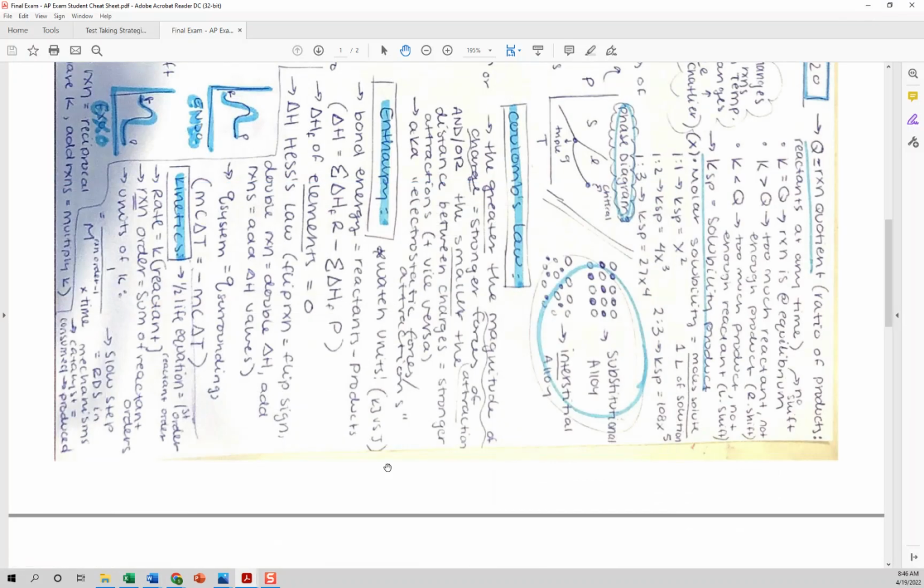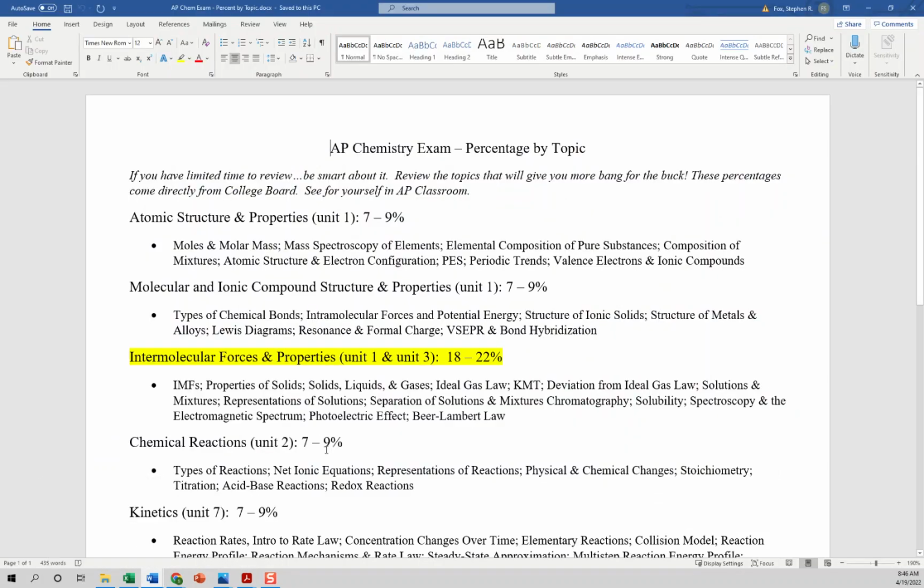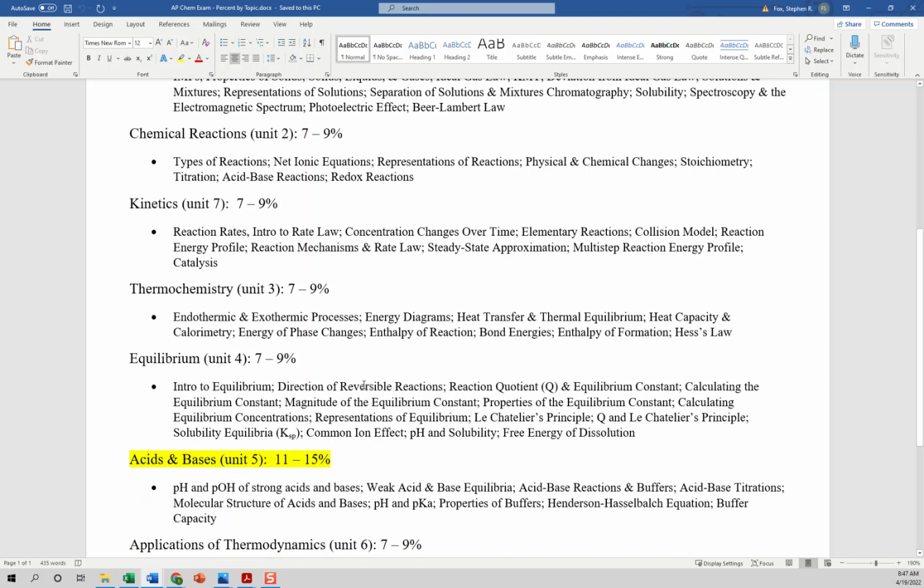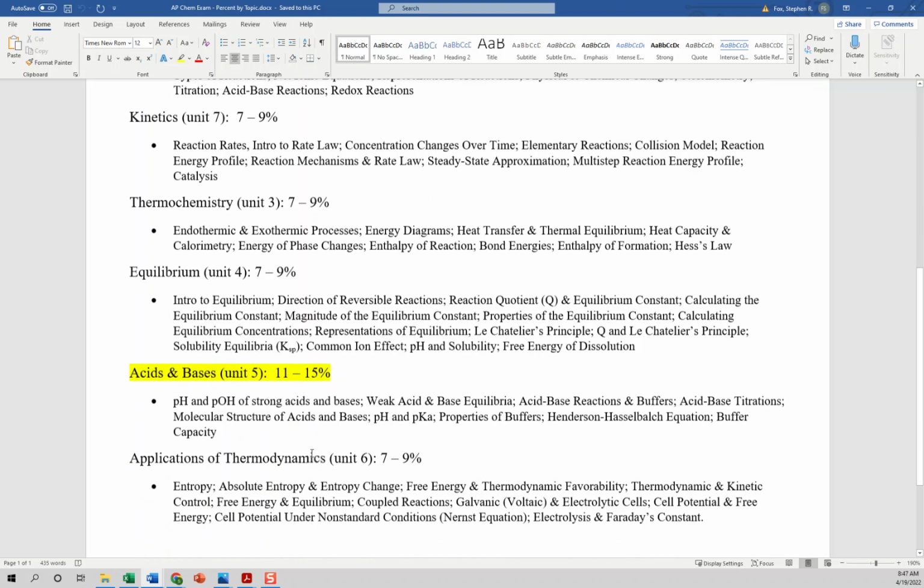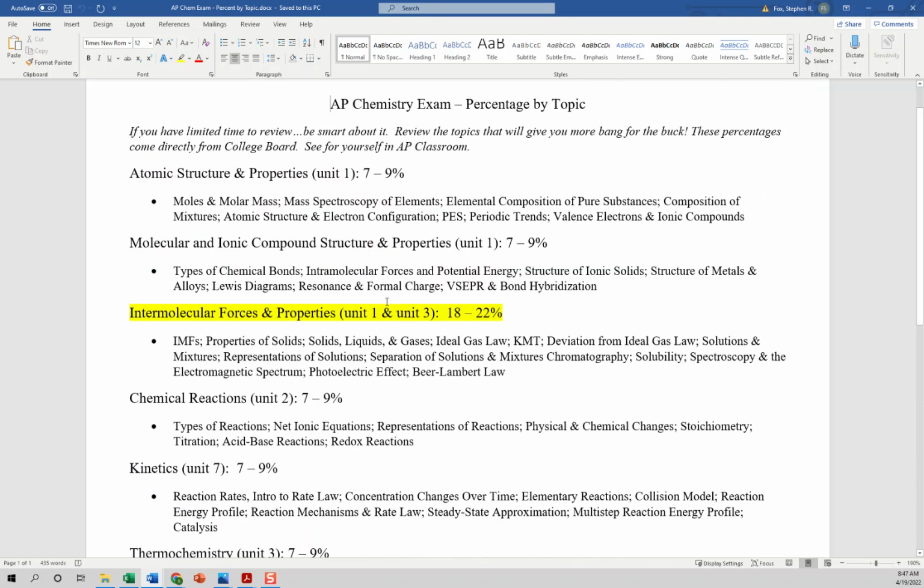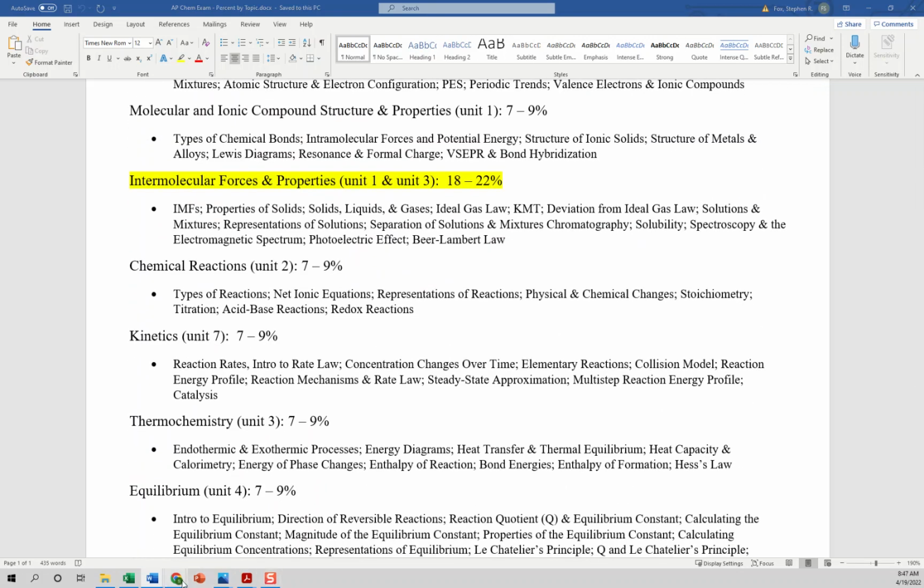The other thing is that it's been posted, and I've already highlighted, that if you have limited time to review, units 1 and 3 are a big chunk of the exam. Unit 5, big chunk of the exam. Now, everything else is going to be represented, but acid base and those are going to be represented the most. All right?